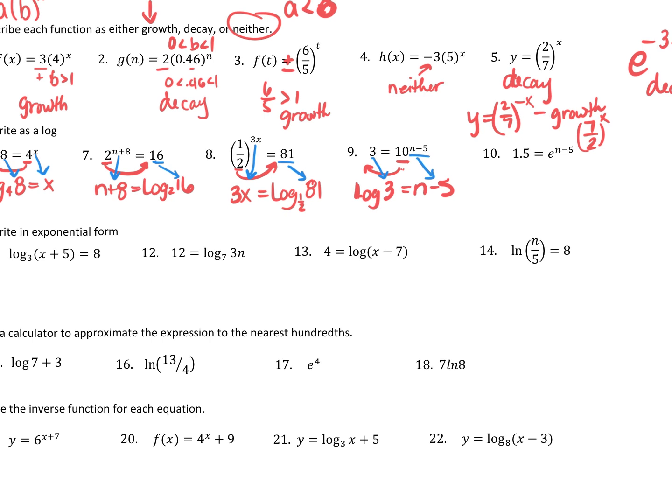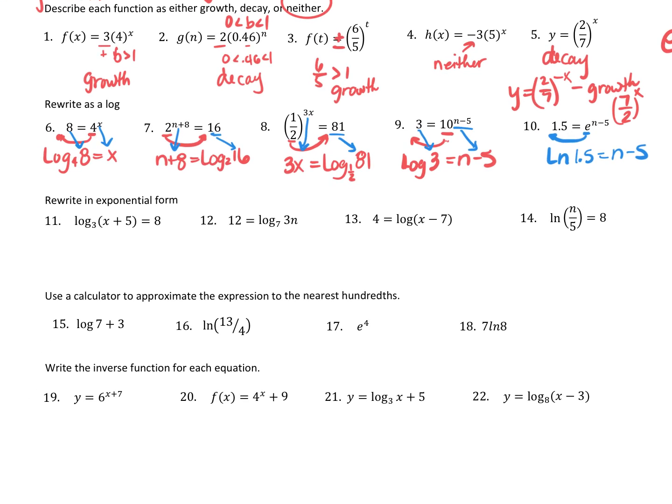We have 1.5 equals e to the n minus 5. The e is my base. That becomes the natural log. So ln of 1.5 equals n minus 5. You can always use the flashcards to practice those.